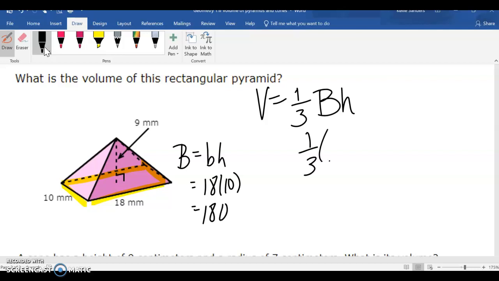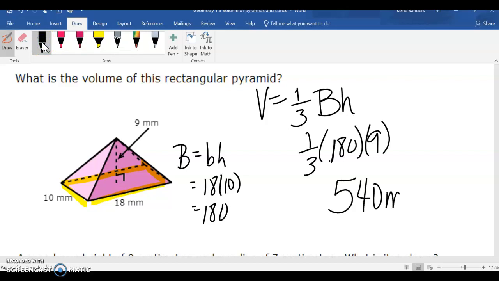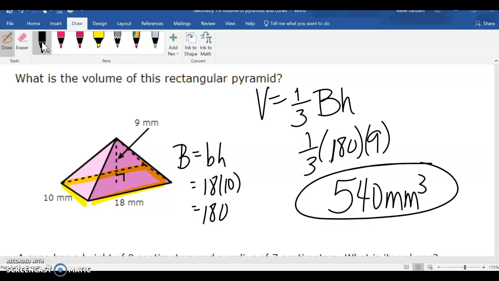So 1/3 times 180 times 9, which would be 540. You cannot read that. 540 millimeters cubed.